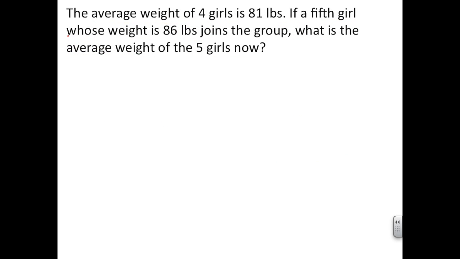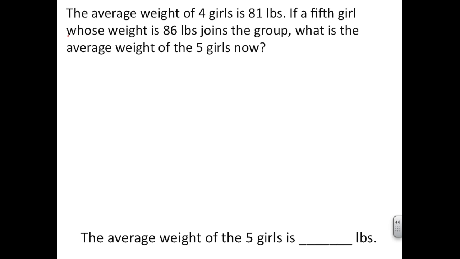Okay, now let's take a look at the second problem. In this problem, the average weight of 4 girls is 81 pounds. If a 5th girl whose weight is 86 pounds joins the group, what is the average weight of the 5 girls now? So I'm wanting to find the average weight of the 5 girls. The first sentence tells me what the average weight of 4 girls is. And that average weight is 81 pounds.